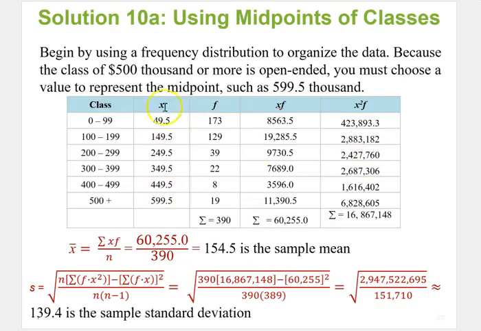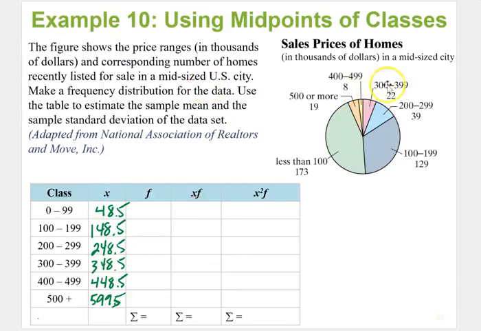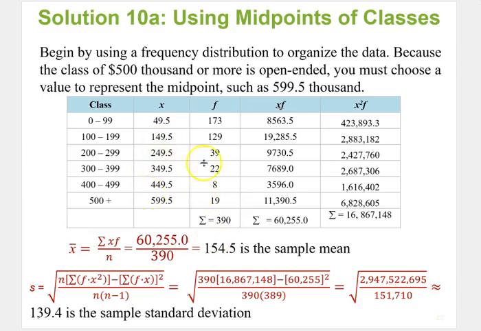So there are my x's. I would find the frequencies of each, which were actually listed in the chart. Notice they were right underneath, 173, 129. So those were already there for us. Put those in the chart, and then find my f times x's, and then find my x squared times f's. I would add all those up and then plug them into my formulas.